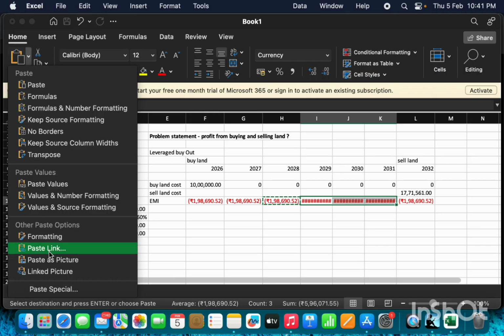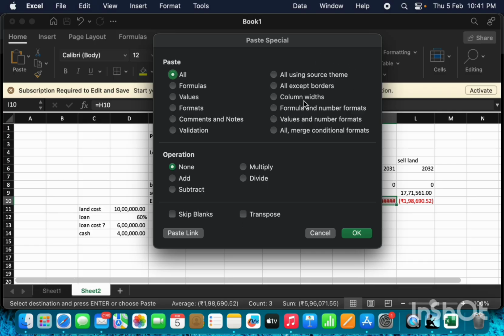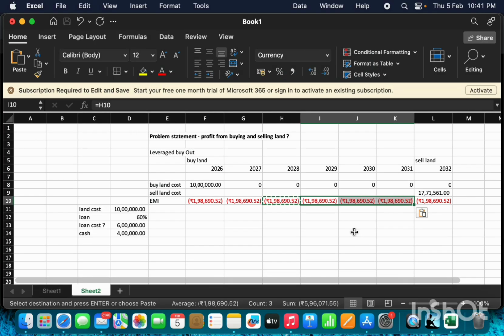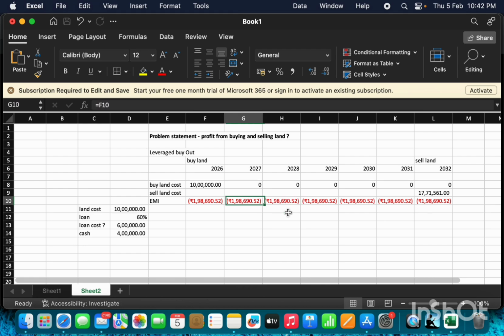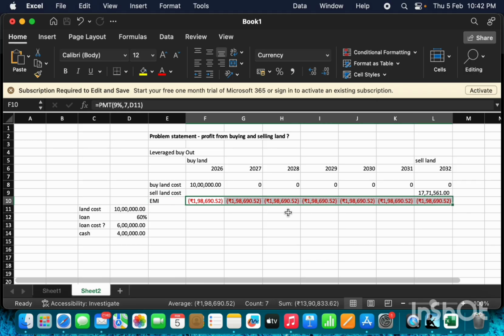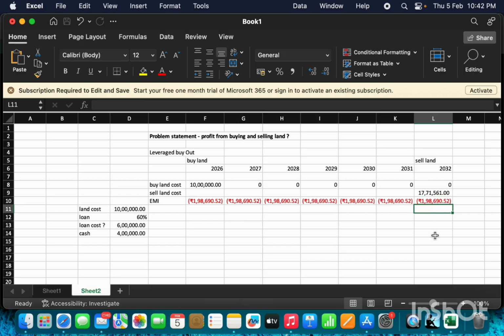Okay, I'm going to do a special paste and paste the column widths. It's okay, you can manually extend it also. There's no worries on that. Now at the end of 2032, how much EMI have you paid? You've paid 13,90,833. And this is the interest plus principal both.